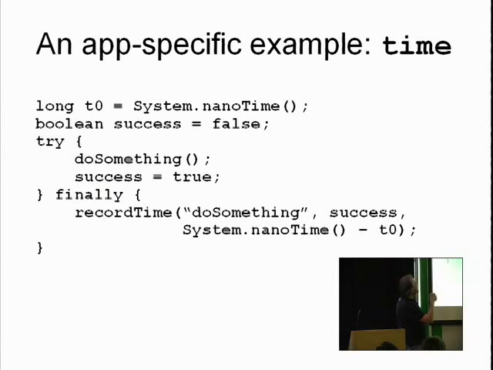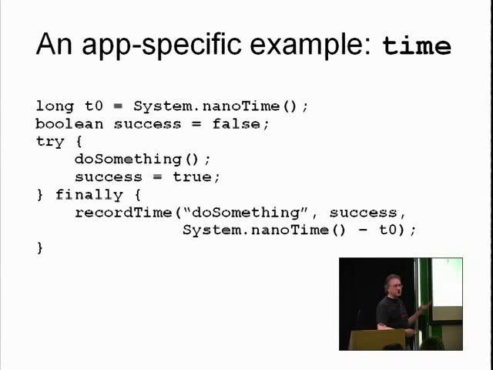We have a try block here. We do the operation. And when the operation completes successfully, we set the success flag to true. And in the finally block, we have a method that we called record time, and that gathers statistics of the running time of various operations. We have a string that identifies the operation we're timing. The success flag, so we can gather statistics separately for the success and failure cases. And finally, we take the current value of the nanotimer minus the initial time, so that's the elapsed time that was required to do that operation. Okay? This code works just fine.